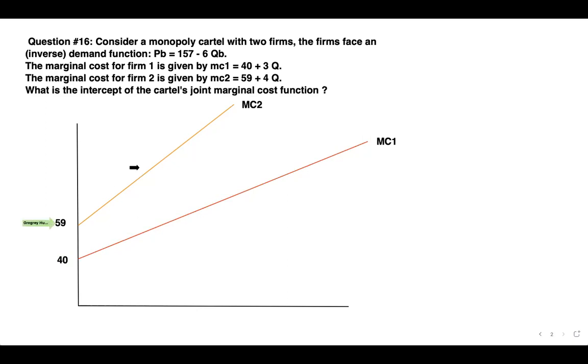But this one, the second factory, again has a minimum cost for producing it. It just starts out production at $59, right? And then it goes up more quickly, right?